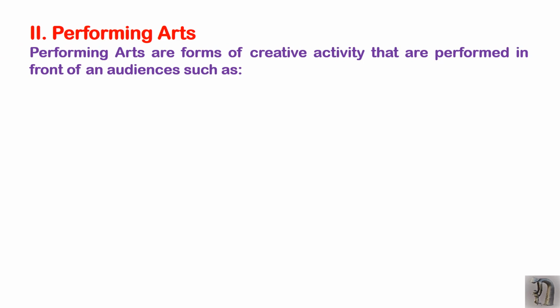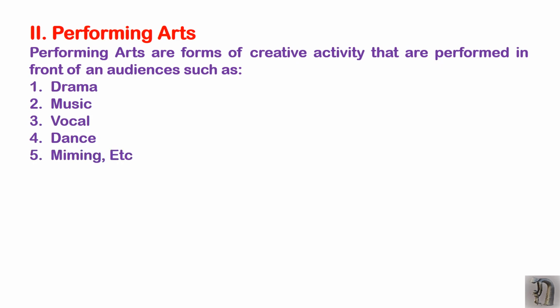Now let us understand about the performing arts. Performing arts are a form of creative activity that is performed in front of an audience. Visual arts, like painting, can be done in isolation. If we give a pen and pencil, they can draw anything. But performing means you need to perform in front of an audience or someone, like drama, music, vocal, dance, even mimicry. This is all performance on the stage, where the child will be able to showcase his or her skill.